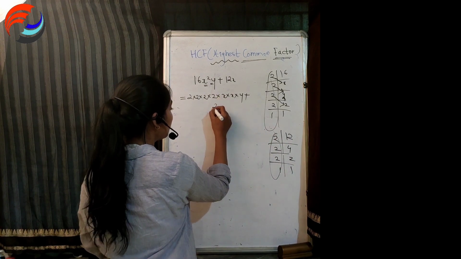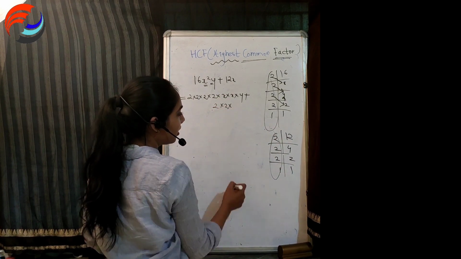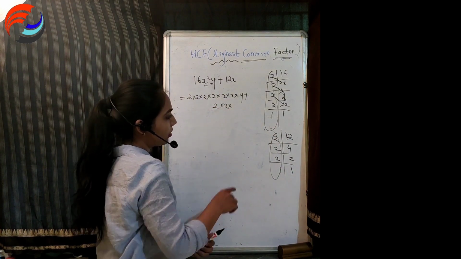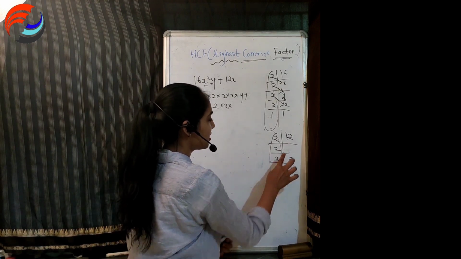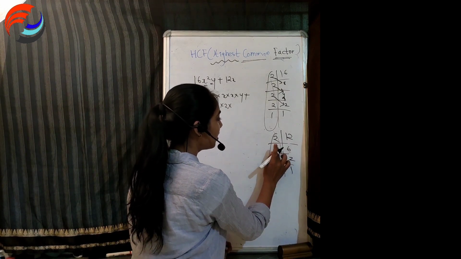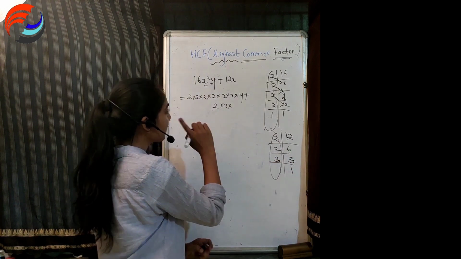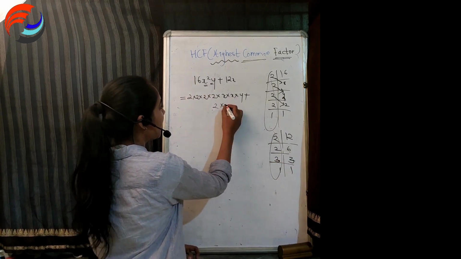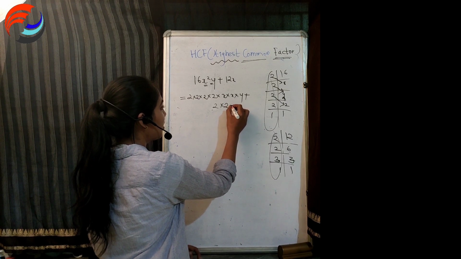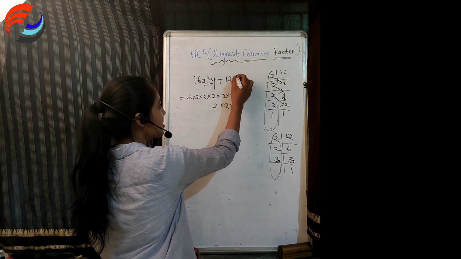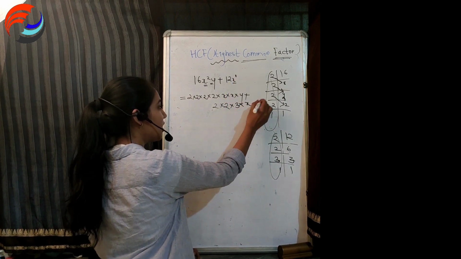So factors of 12 are 2 multiply 2 multiply... wait, 2 6s are 12. Okay, my mistake. 2 6s are 12. 2 3s are 6, here 3 and here 3. Okay, so the factors of 12 are 2 multiply 3 multiply x having power 1, so multiply it only once.